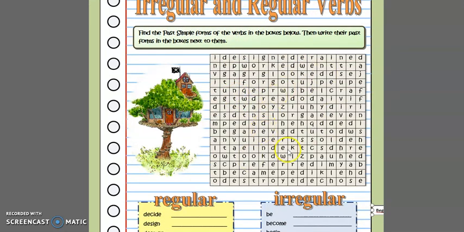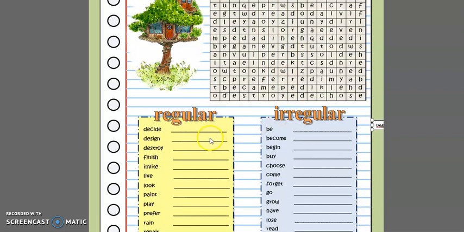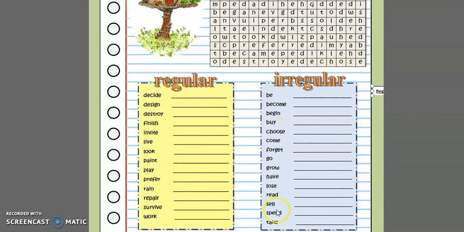This is a sort of crossword, and this is a list of verbs. The base form and the yellow column is for regular and the blue column is for irregular. What does this mean? This means that these verbs, we are going to transform them into past by adding ed. Example, decide, decided. Vamos a transformar estos verbos en pasado y los vamos a escribir aquí, agregándoles la terminación ed porque son regulares y esa es la regla.